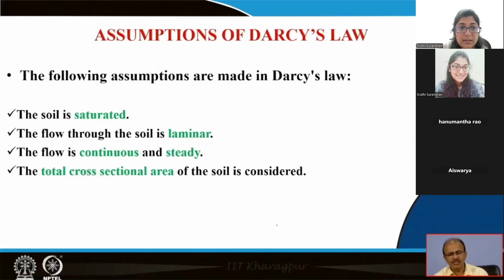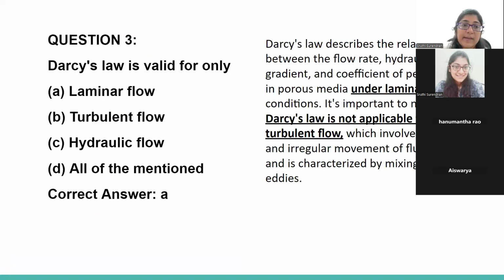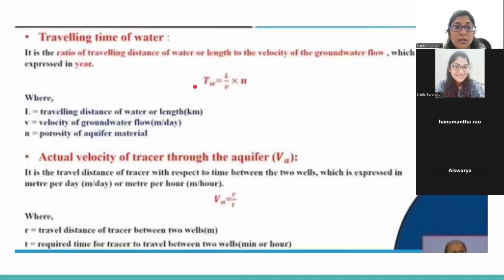These are the assumptions of Darcy's law: Darcy's law is valid only for saturated flow, laminar flow, continuous and steady flow, and the total cross-sectional area of the soil has to be considered when you're applying Darcy's law. So questions like this can come. For what kind of flow is Darcy's law valid?